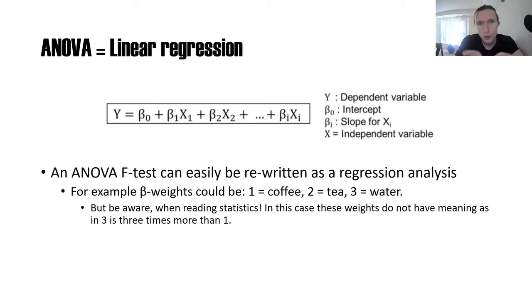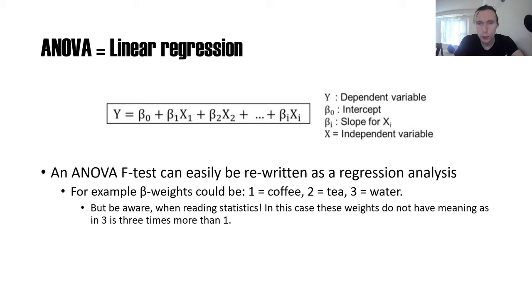Now, just as a quick intermezzo, you can write down an ANOVA as a linear regression. That may seem weird because we talked about this F-test and the sum of squares and the mean of squares, and then you get this F value, and this doesn't seem to have anything to do with a linear regression. But actually, you can rewrite this as a linear regression.